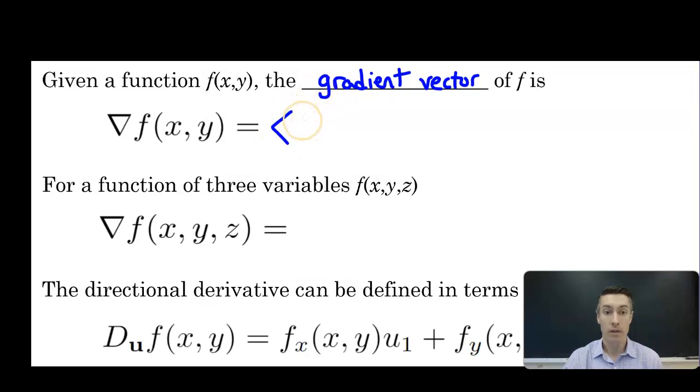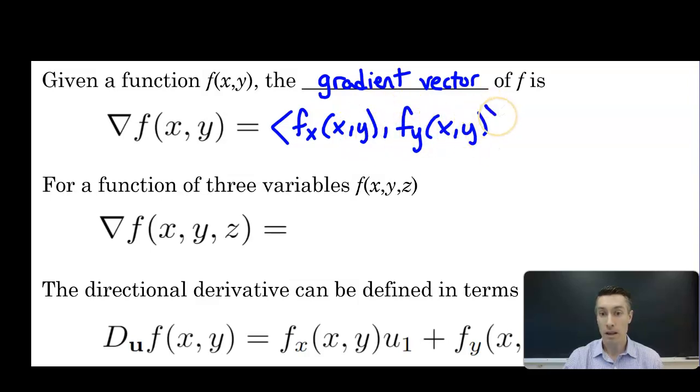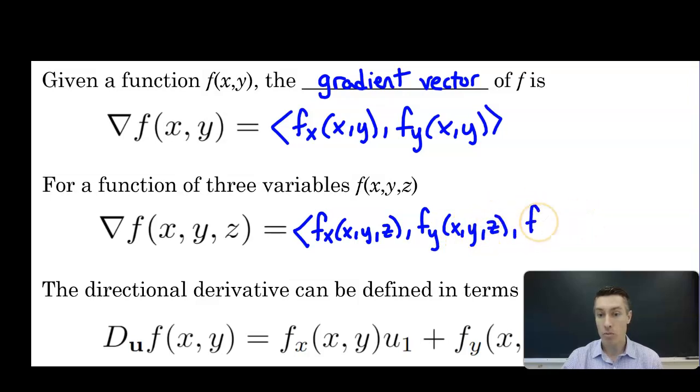And it's a vector that is made up of the partial derivatives: partial with respect to x and partial with respect to y. We can also write this out with i and j notation, but I think vector brackets are sufficient here. If we have a function of 3 variables, then the gradient vector is partial with respect to x, partial with respect to y, and partial with respect to z. So really, the gradient vector is organizing all of the first order partial derivatives in the form of a vector.